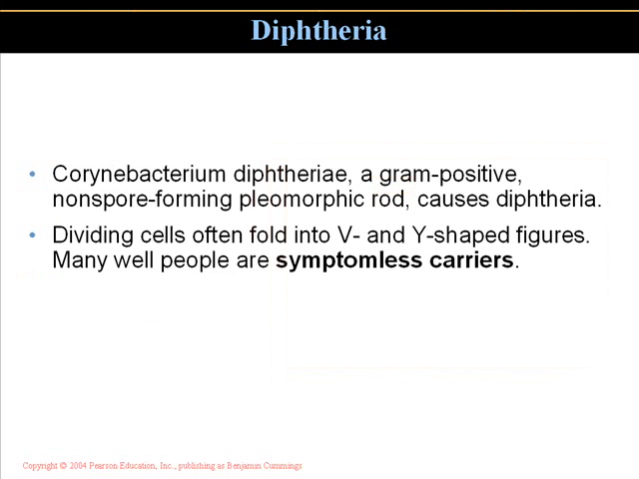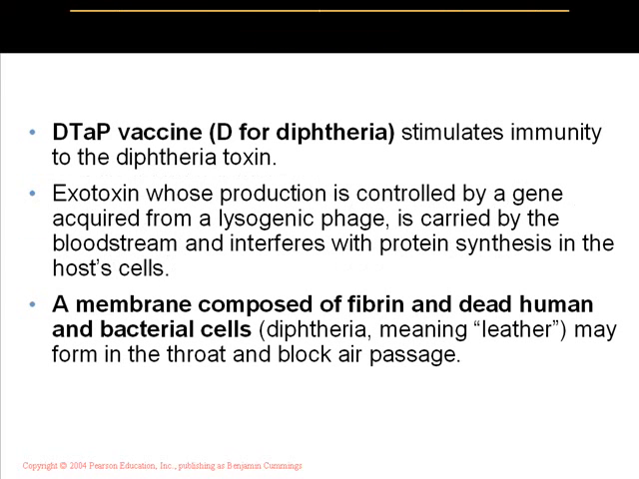Corynebacterium diphtheriae is a gram-positive, non-spore-forming organism that causes diphtheria. Dividing cells often form a particular shape, V or Y shaped figures. Many people can have this and not be symptomatic. There are vaccines available out there for prevention. But remember, an exotoxin can be produced by this organism.